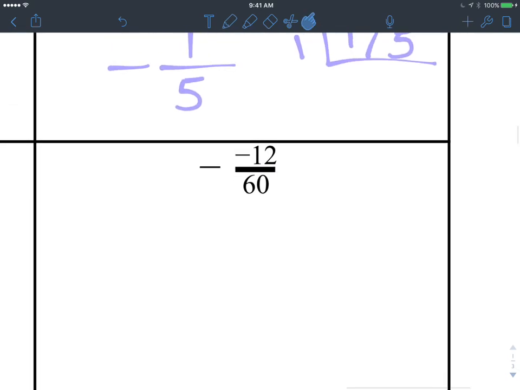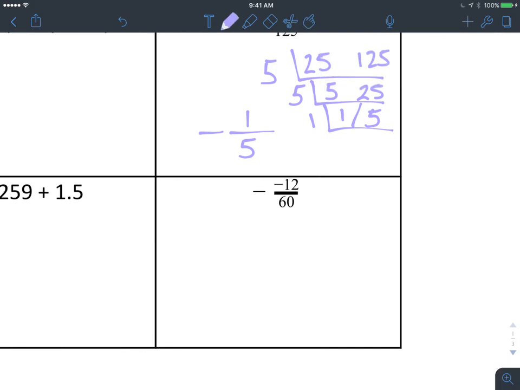And then this last one, I'm going to go ahead and leave that last one to you. Just remember to take a look at your negative signs. This is a proper fraction, so you're just going to be simplifying. There's no need to divide in this one.